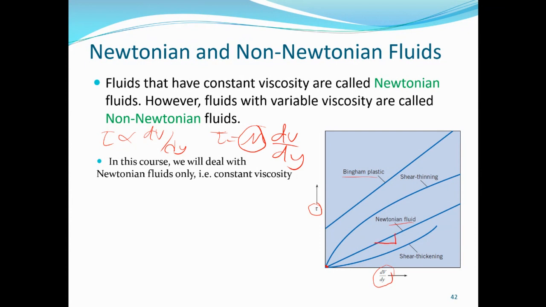Because here the slope is the change in the shear stress over the change in the velocity gradient. Simple. Which is mu. So it will be constant if it is linear. But for those that are not straight lines, it is not going to be constant.